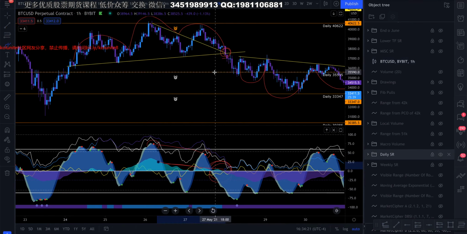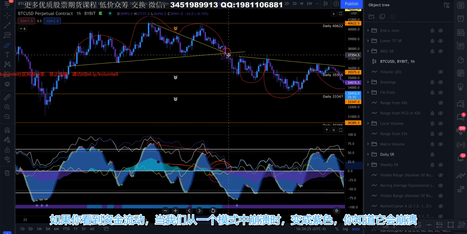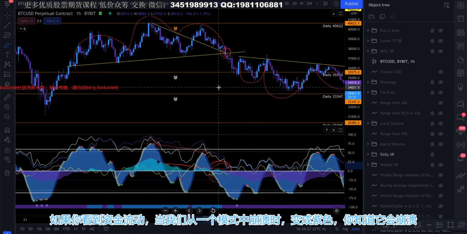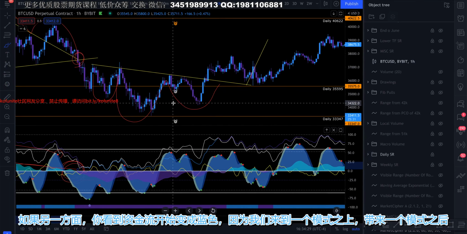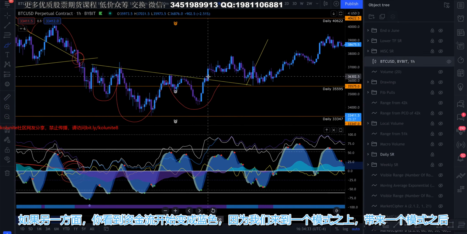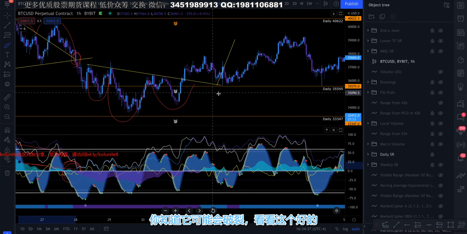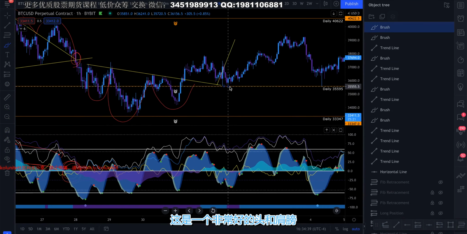If you see money flow turning purple as we're breaking down from a pattern, you know it's going to break down. If, on the other hand, you see money flow starting to turn blue as we come above a pattern, breaking out of a pattern, you know it's probably going to break up. Check out this here, okay? This was a really good head and shoulders.